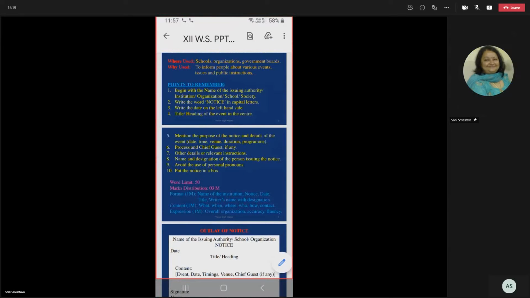Write the word notice in capital letters. Write the date on the left hand side. Title heading of the event in the center. Mention the purpose of the notice and details of the event.